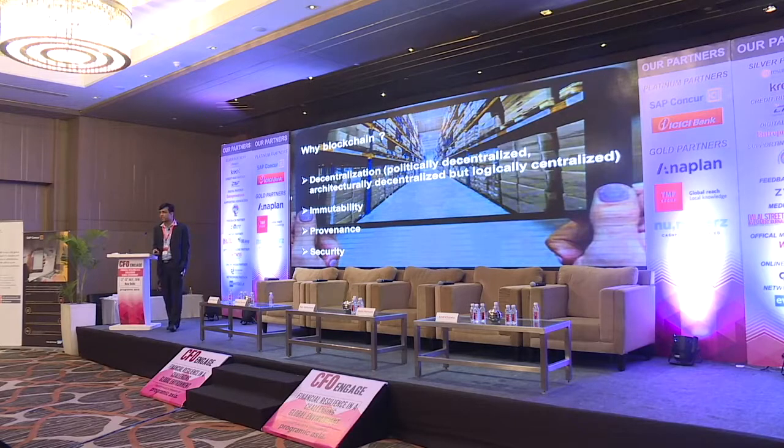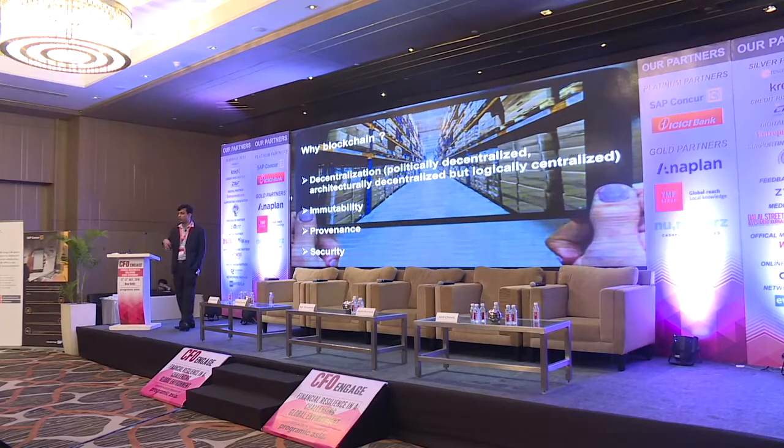Politically decentralized because no one party controls everything. So which is where the politically decentralized thing comes into the picture. Architecturally decentralized because you have a lot of nodes sharing the entire load of computing, storage, and everything. But logically centralized. So it acts as a single world computer, which is spread across the entire world, and everybody is using it. Immutability because nobody can practically change any data on the blockchain.